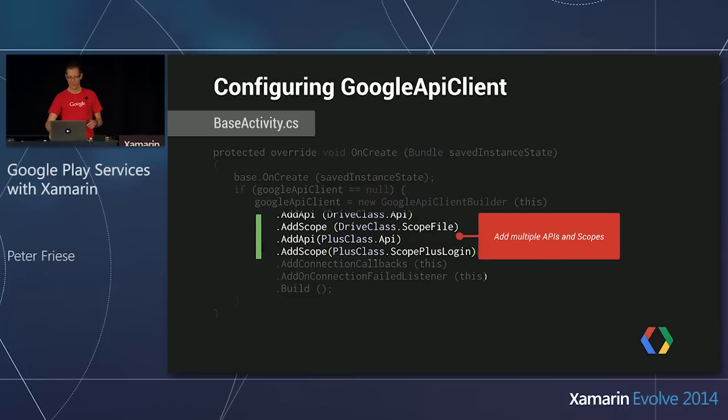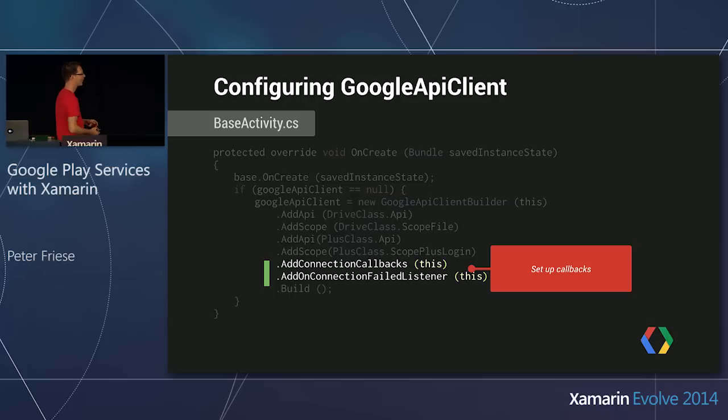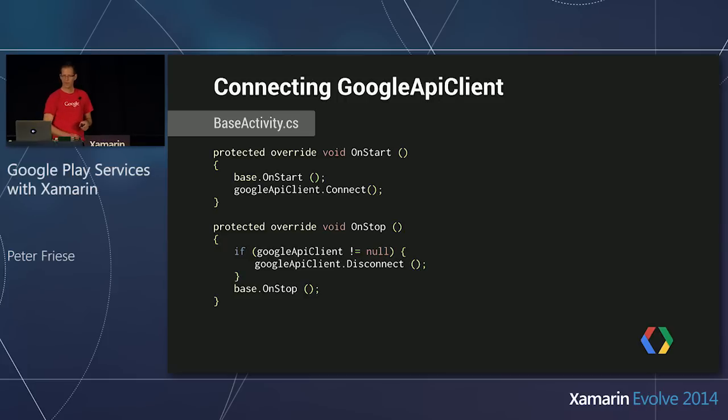Next thing you need to do is add connection callbacks and failure callbacks. So you want to be notified if the connection was successful or if there was a problem. Then in onStart in your activity, you connect the Google API client, and in onStop, you disconnect it. This makes sure that when your activity gets put into the background or your application is terminated, you actually disconnect from Google Play Services.